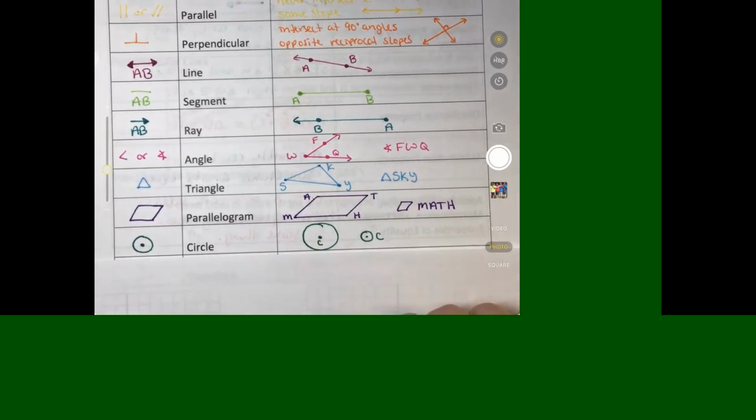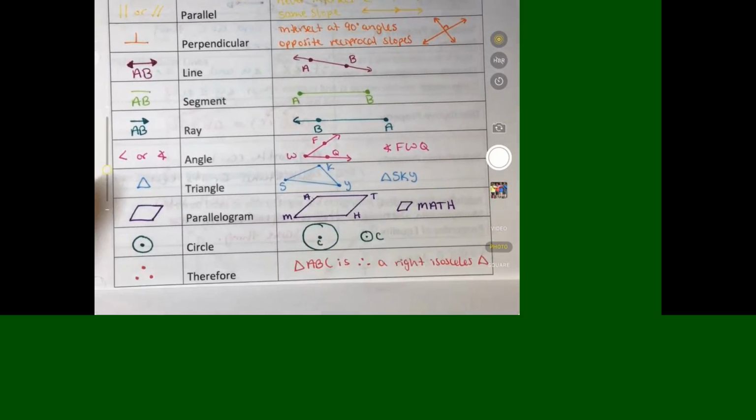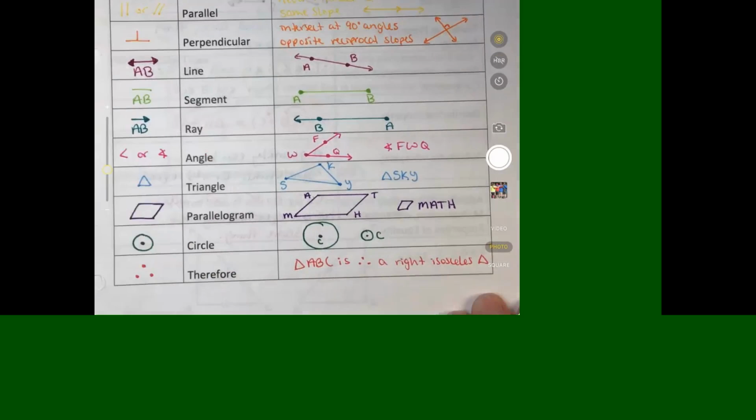Okay, it's the point at the center of the circle. So it could be circle A, it could be circle R, it doesn't matter as long as it has the center in it. And then the last symbol, the last notation we're going to talk about, is the therefore symbol.